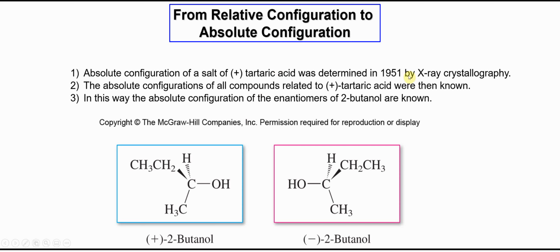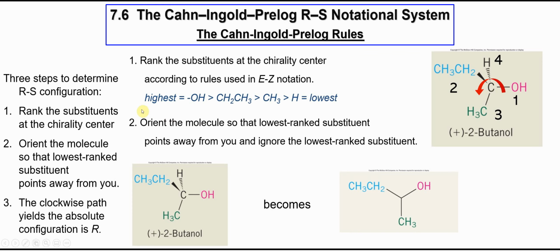In 1951, the tartaric acid structure, the absolute structure, was identified by using X-ray crystallography. At that time, people used positive and negative to represent it. If you have your groups, you rank the groups by priority in decreasing order, from OH to CH2 to CH3, and you count counterclockwise. Then you have the positive structure, otherwise you have the negative structure.